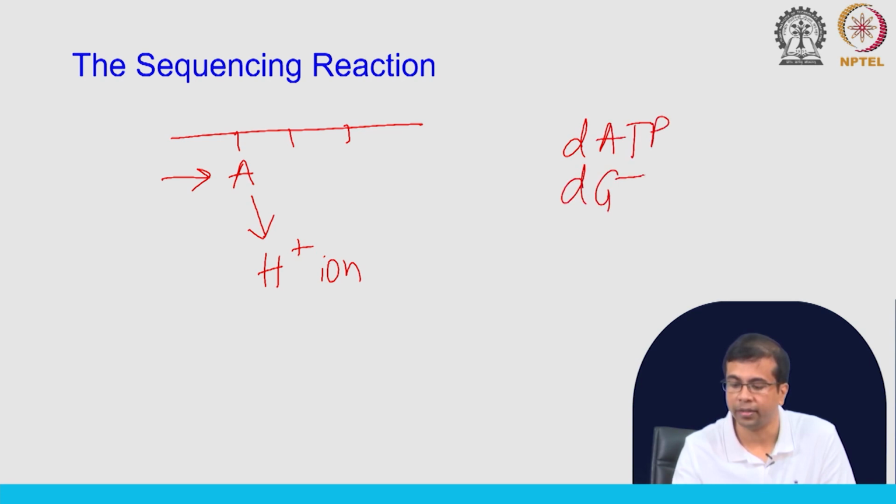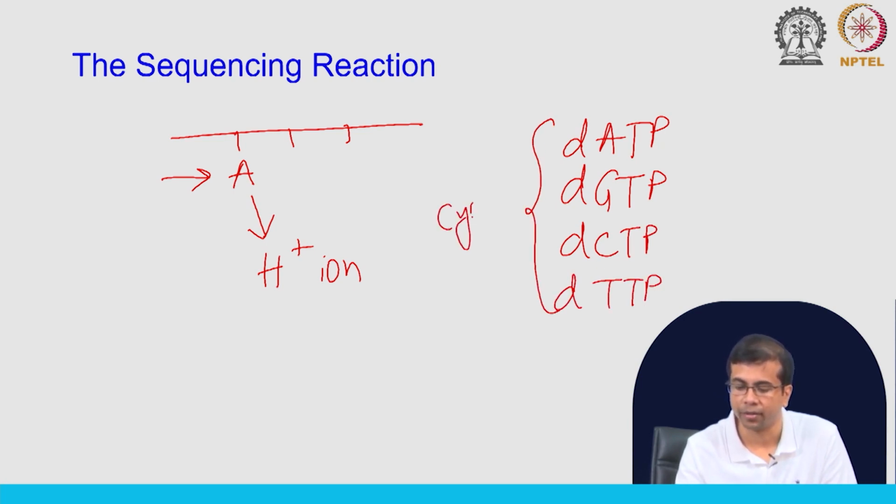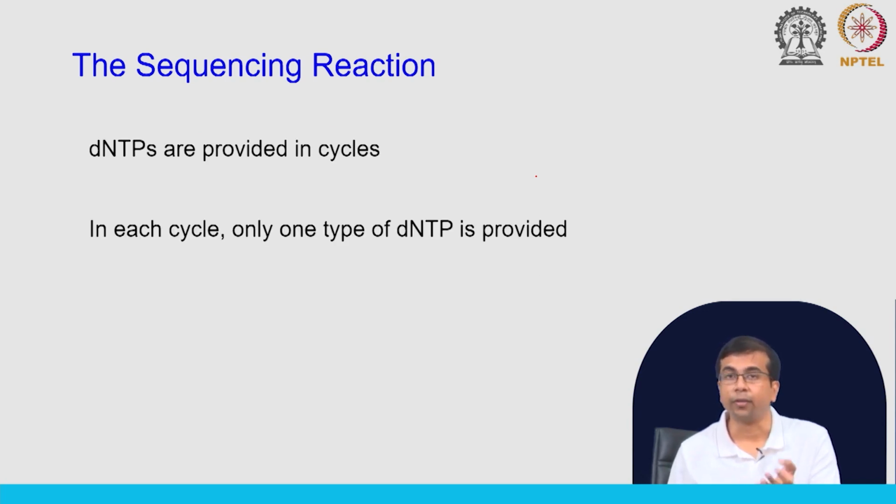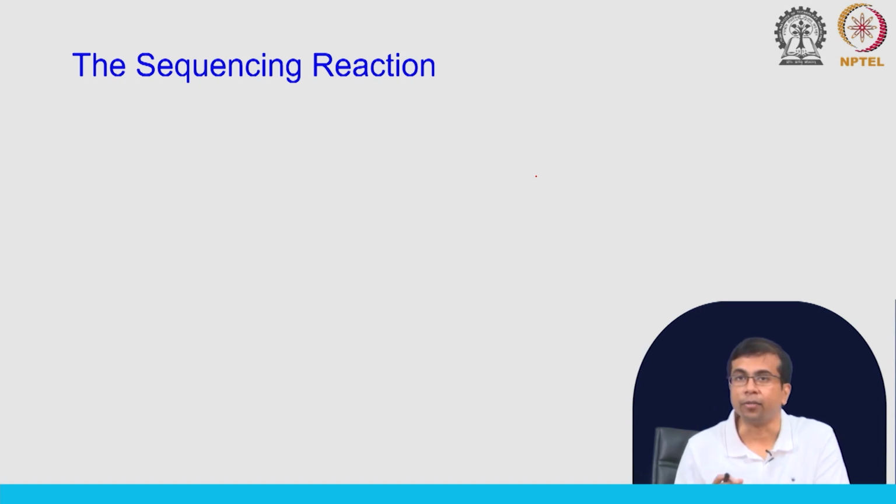So, we have dATP, dGTP, dCTP and dTTP, and this forms a cycle, one after another. This gives us one cycle, and you can repeat this process as many times as you want, and you get a certain read length in this data. As you can imagine, we can get very similar numbers as 454. As I just mentioned, we provide dNTPs in cycles, and in each cycle only one type of dNTP is provided.